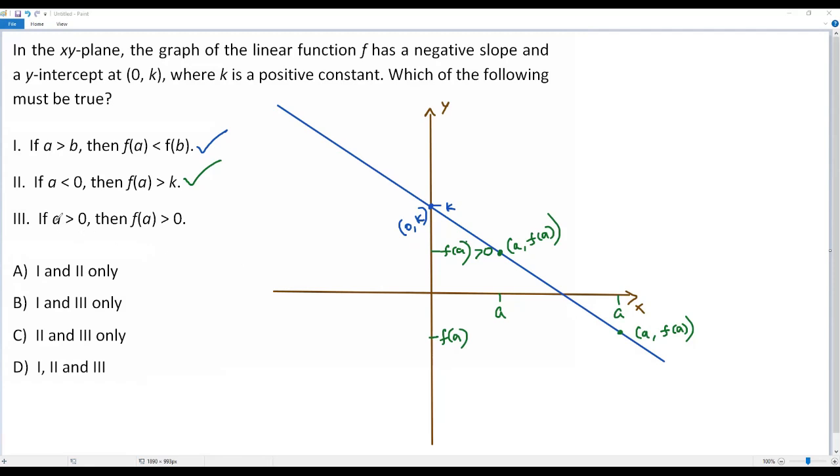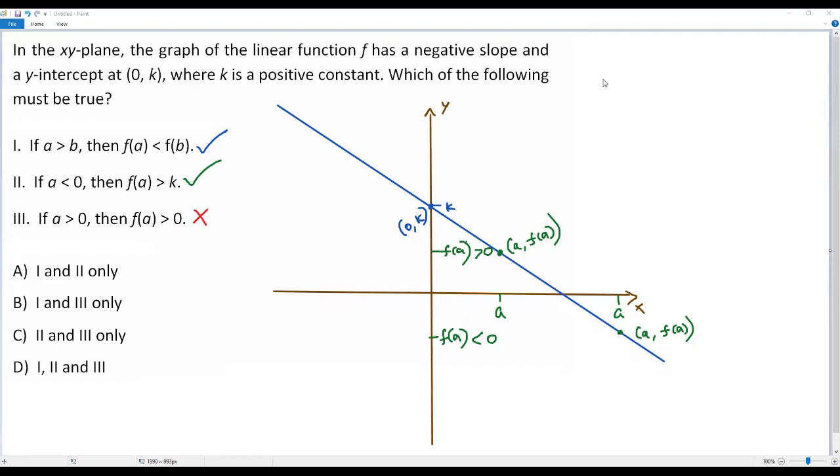Okay, when I consider this a over here, I'm getting the point over here. Corresponding to this point, I'm getting the value f of a on the y-axis over here. Actually, this is the negative side of y-axis. So the value f of a over here must be negative, that is less than 0. So when a is greater than 0, there are two possibilities. One is f of a is greater than 0 and the other one is f of a is less than 0. But the third statement says if a is greater than 0, f of a is greater than 0. We cannot accept this one as true. So we can reject this one.